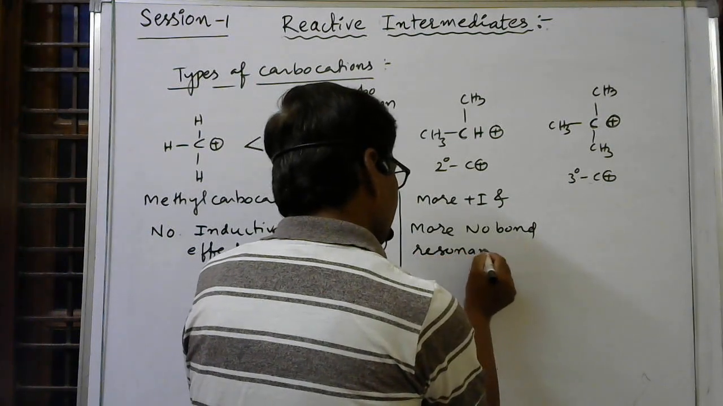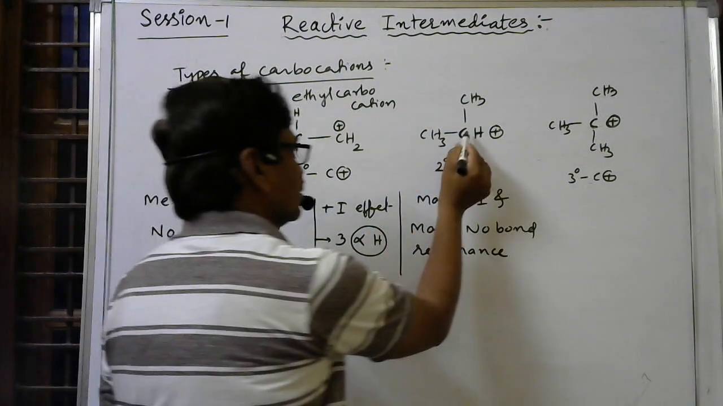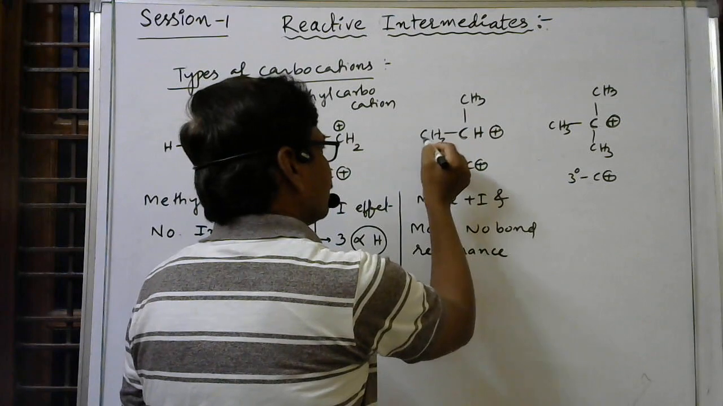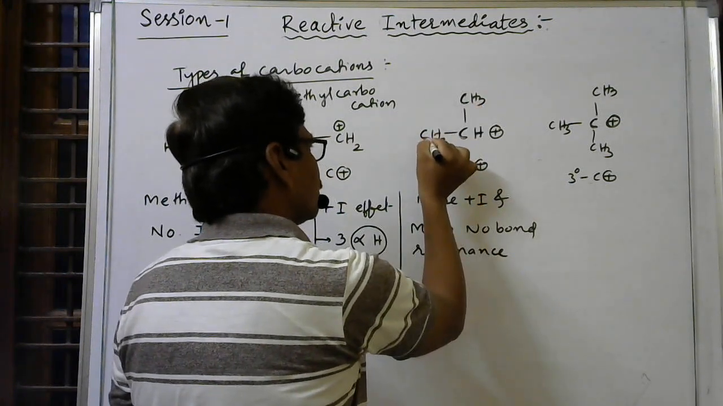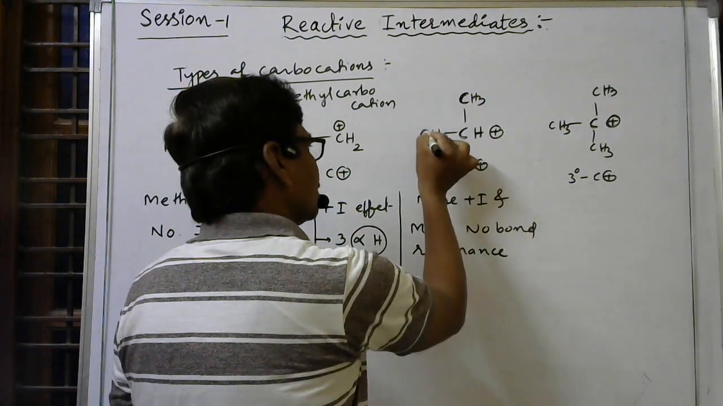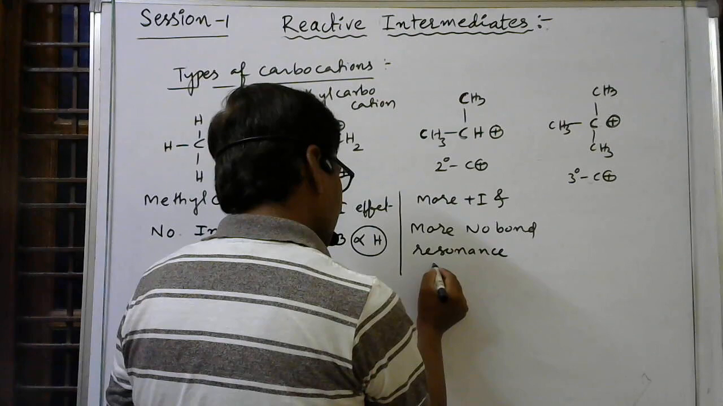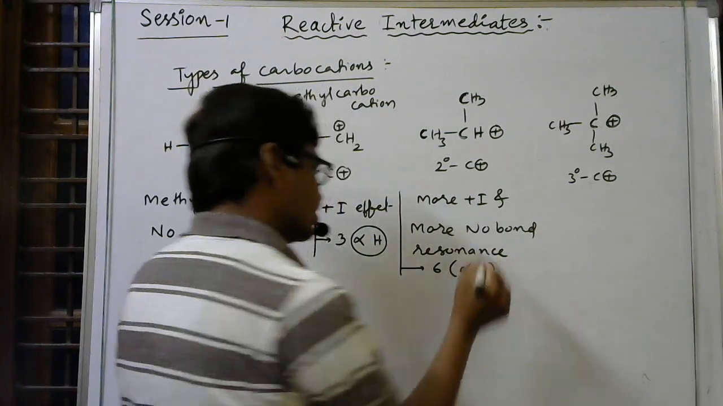Hyperconjugation (no bond resonance) depends on alpha hydrogens. Alpha hydrogens means the hydrogens on the carbon atoms adjacent to the positively charged carbon. This is the positively charged carbon atom, and this carbon adjacent to it is an alpha carbon. Here also one more alpha carbon. On these alpha carbons there are three hydrogens each. So how many in total? Six alpha hydrogens are present.